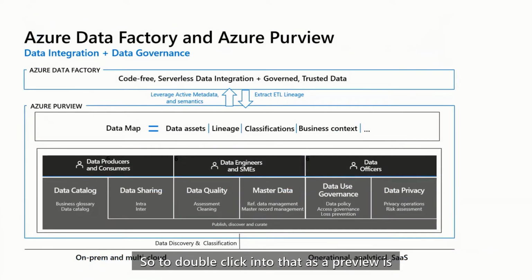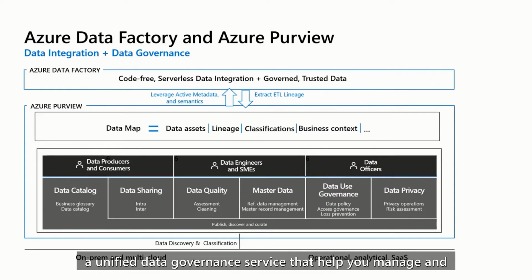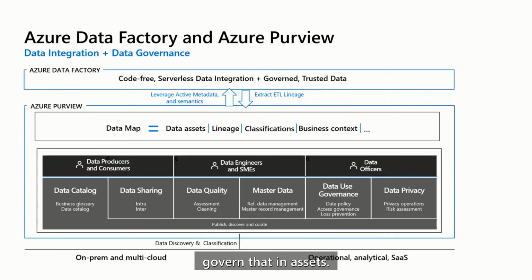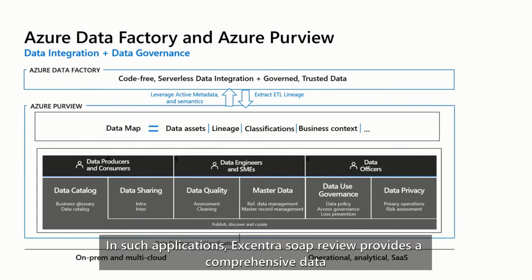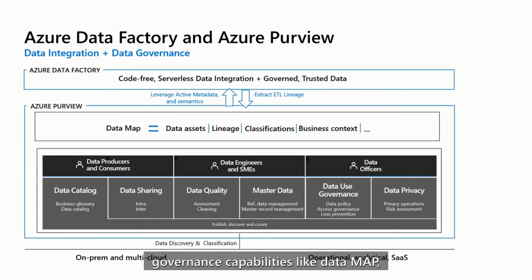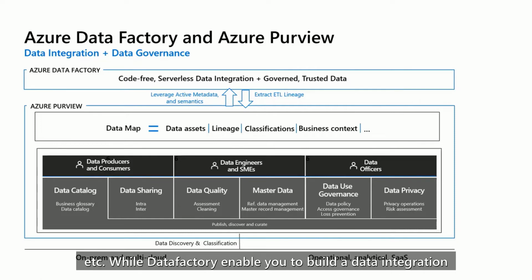So to double click into that, Azure Purview is a unified data governance service that helps you manage and govern the data assets sitting on-prem, in the cloud, in multi-cloud, in SaaS applications, etc. Purview provides comprehensive data governance capabilities like data map, data catalog, data governance policies, etc. While Data Factory enables you to build data integration pipelines, the integration between the two services is twofold.